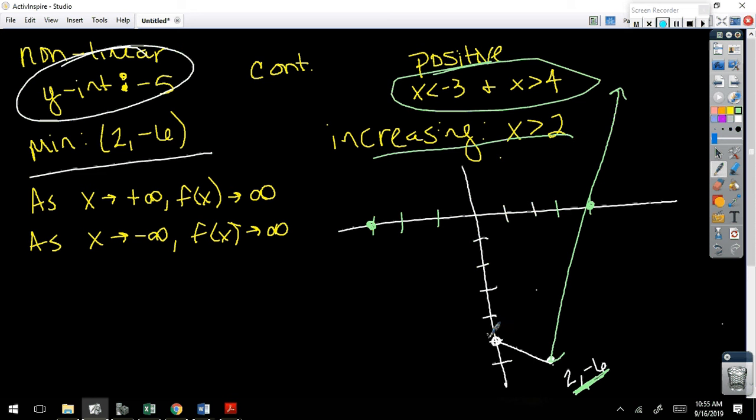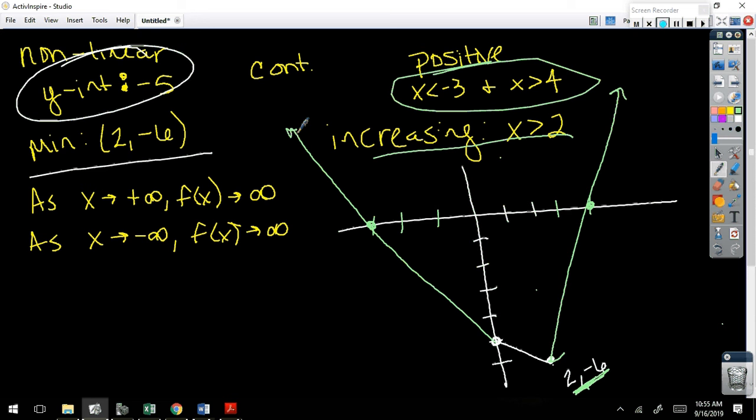And so then let's see what else. Continuous, positive. The only other assumption I can make, because I know this has got to go up, is that this side is going to kind of do the same thing. It doesn't tell us if there are any other extrema. I'm going to assume that it's giving me all the extrema whenever it says it has a minimum at this point.